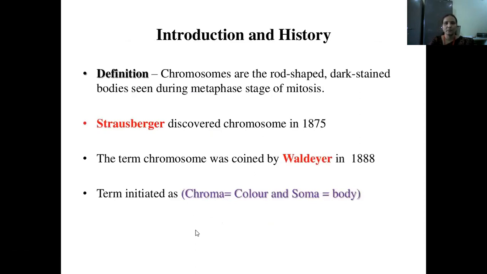History of chromosome. If we define the chromosome, chromosomes are rod-shaped dark stained bodies. If we stain by the nuclear stain, it will take a dark color. Seen during the metaphase. In which phase is it visible? It is visible in the metaphase stage of mitosis. Strasburger discovered the chromosome in 1875. The term chromosome was coined by the scientist Waldeyer in 1888. The term originated from chroma, chroma means color and soma means body. They found the color stained body inside the nucleus and they named it a chromosome.